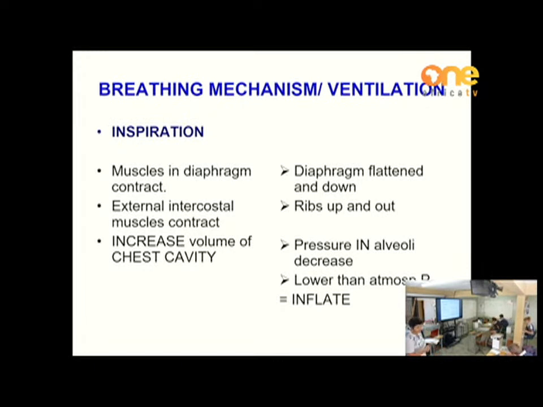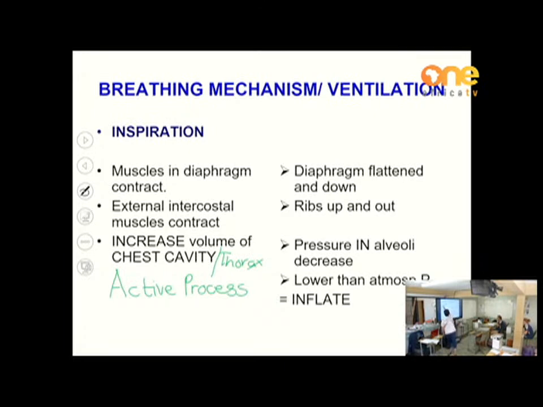Okay. Please, what happens with the body and what is the effect of that? If the muscles in the diaphragm contract, the diaphragm flattens and moves downwards. See if you can study it in those columns.